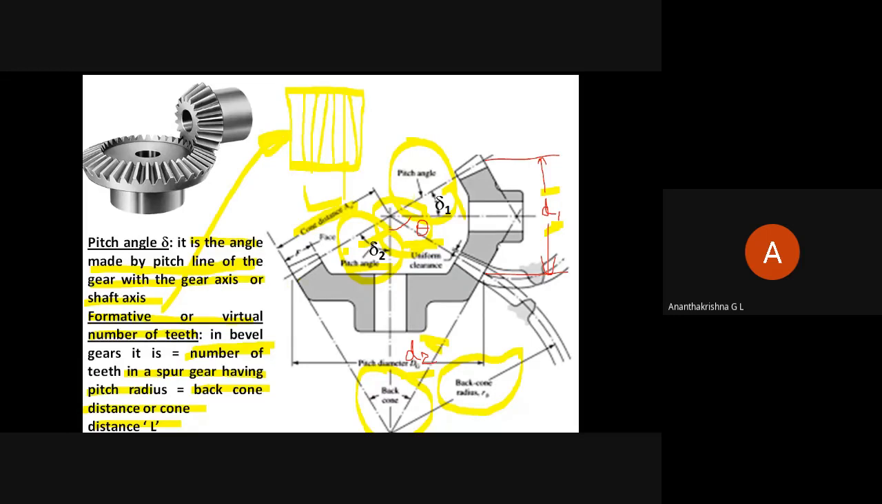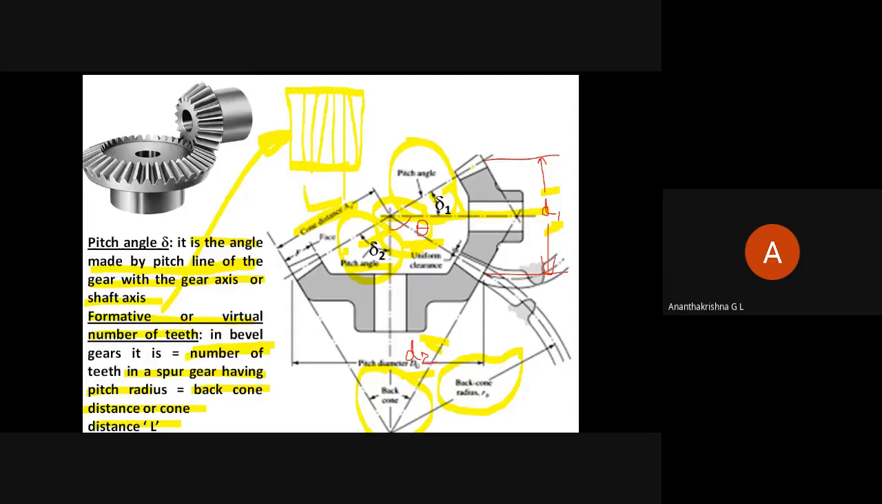It is the angle made by the pitch line of the gear with the gear axis. This is the gear axis, that is theta degrees. So the angle made by this pitch line of the gear with the shaft axis is called the pitch angle.